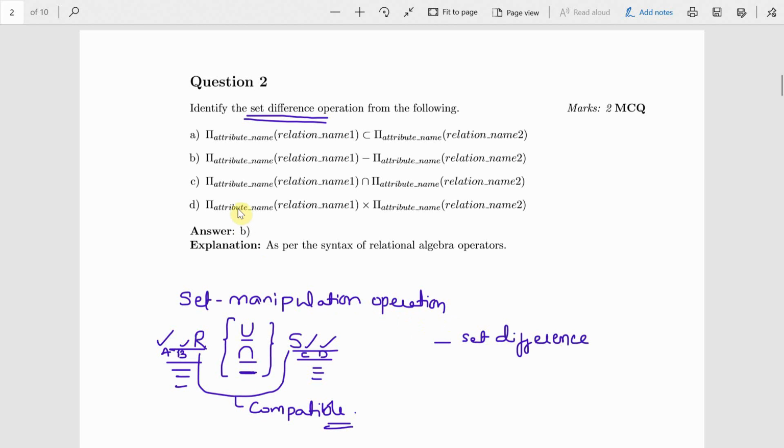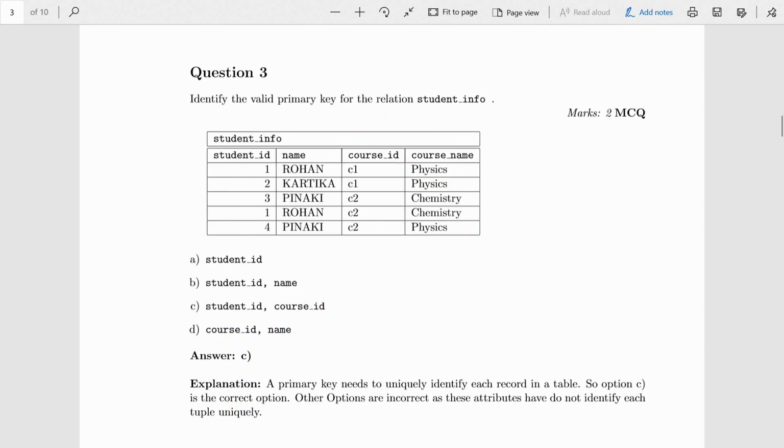Now directly we can answer the question, that is option B. Why? Because it is subset. Subset is not a set manipulation operator. It is not a set operation. Minus is a set difference. It is intersection. It is a Cartesian product. So option B will be the correct answer for the question. Coming to question number 3.